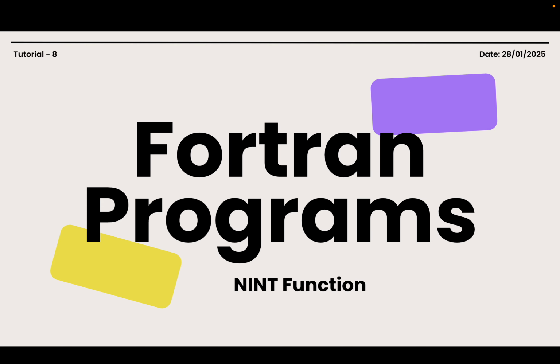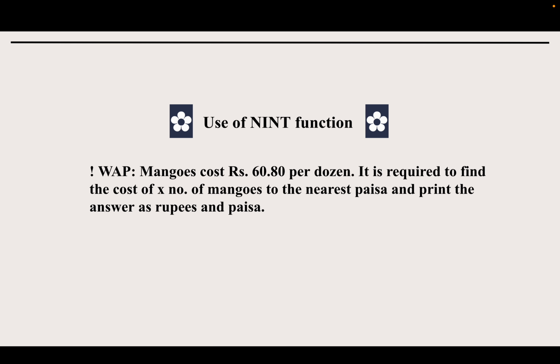So in today's session of Fortran programs, we will see how to use the NINT function, that is the nearest integer function. So let's go. For the use of the NINT function, we will try to solve this problem. The mangoes cost rupees 60.80 per dozen. It is required to find the cost of x number of mangoes to the nearest paisa and print the answer as rupees and paisa. So let's go for the code to solve this particular problem.